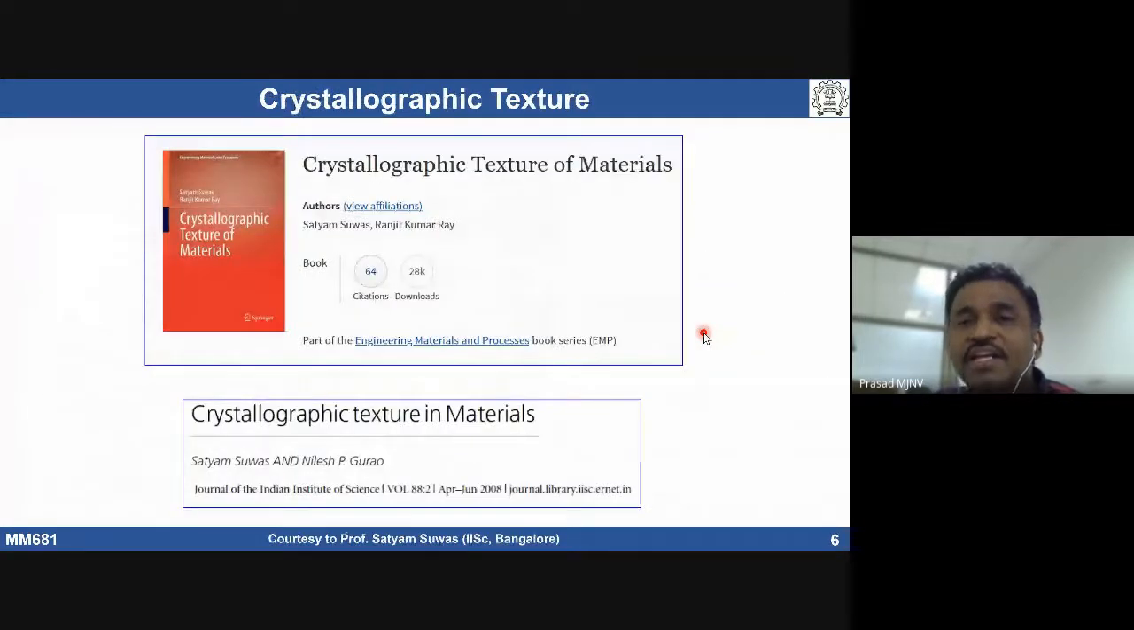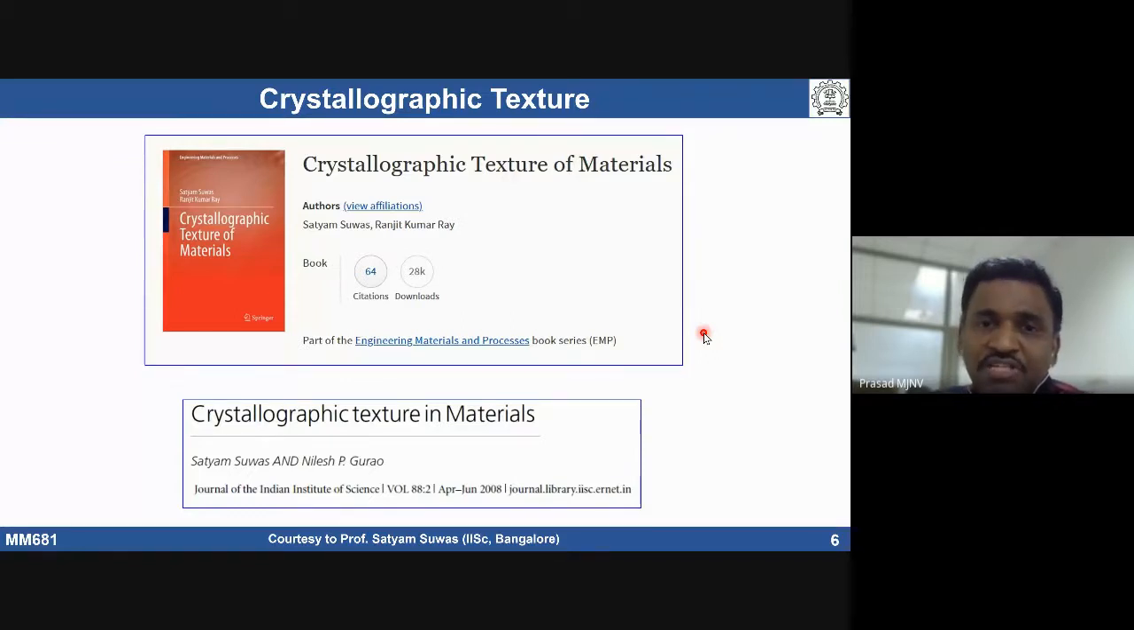Crystallographic texture of materials. Crystallographic texture is one of the subsets of microstructure, a microstructural aspect. There are several microstructural aspects. Grain size is one of them. Apart from grain size, another important one is crystallographic texture.